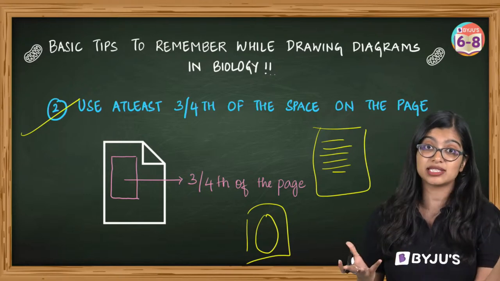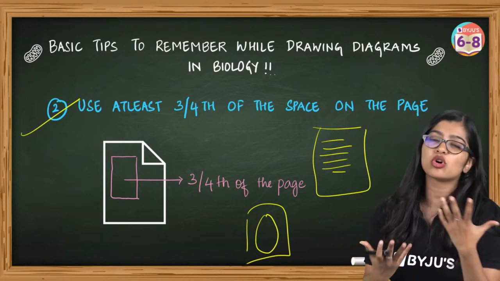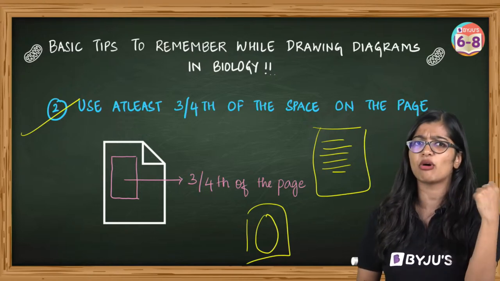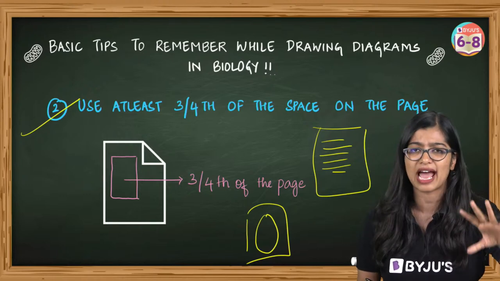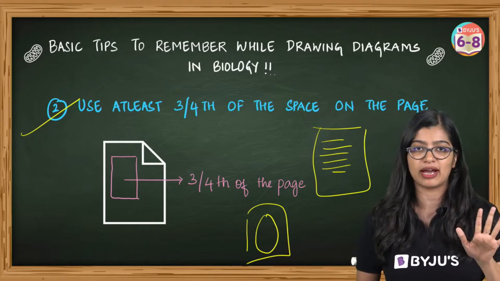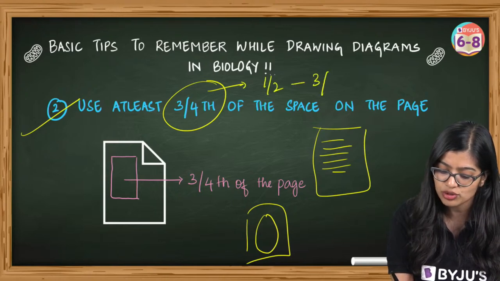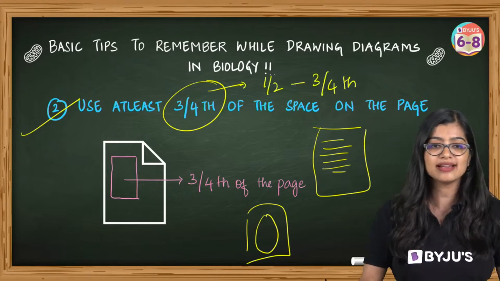For some diagram like digestive system, half a page will also be not enough, right? But for some diagrams, I would say like the structure of the leaf or maybe structure of a bacterial cell or an animal cell, half a page will be fine, okay? So I'm going to rephrase this to maybe half to 3/4 of the page, yes?